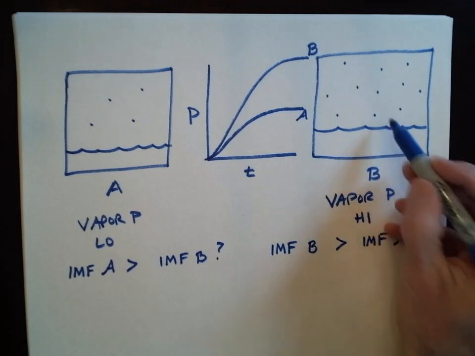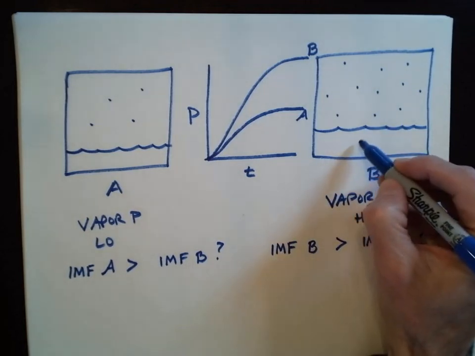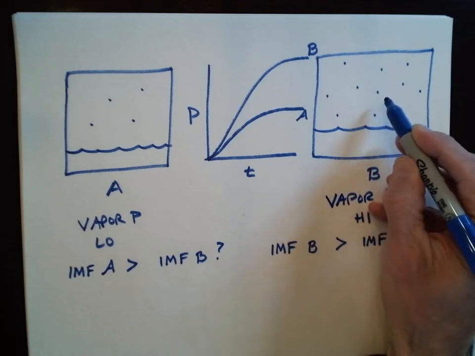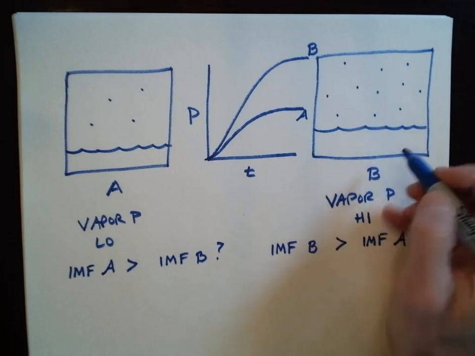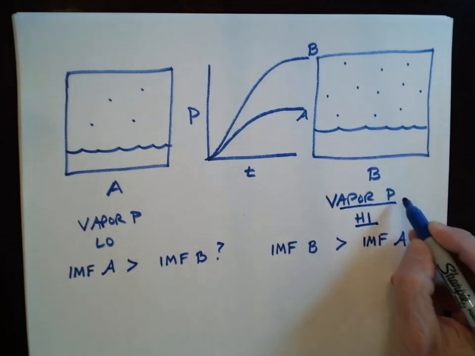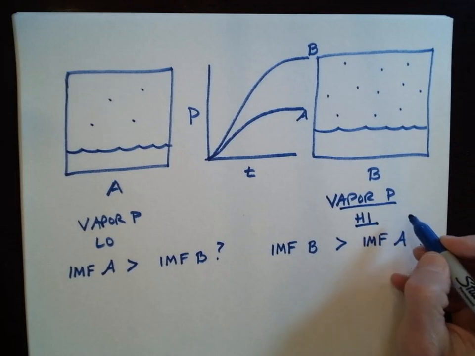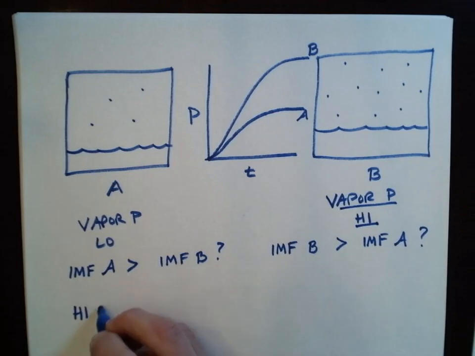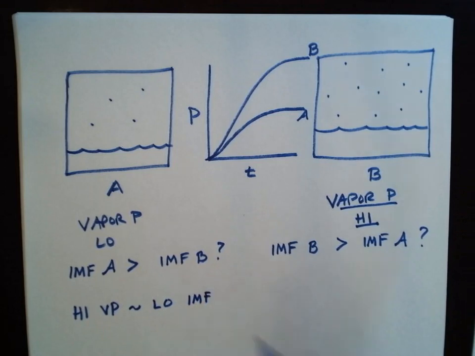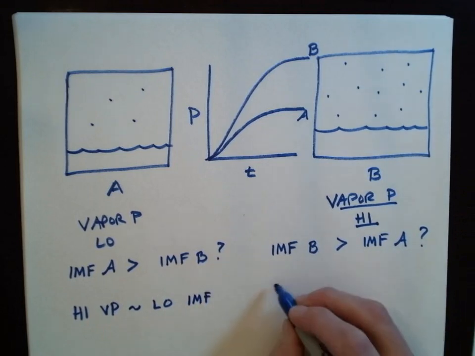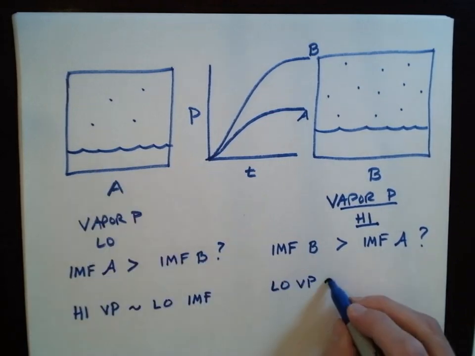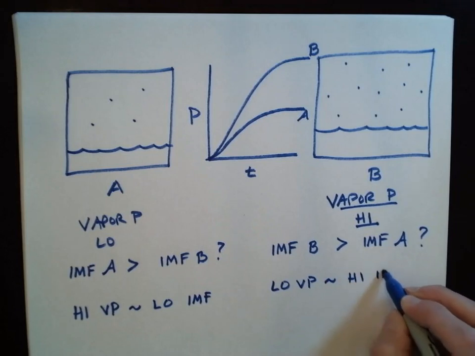Well, remember, to enter the gas phase, you need to separate molecules. So if you easily enter the gas phase, you have a high vapor pressure, but your intermolecular forces are therefore low because it's easy to separate them. So we see that high vapor pressure corresponds to low intermolecular forces. And of course, the converse is true. Low vapor pressure over here, that's going to correspond to high intermolecular forces.